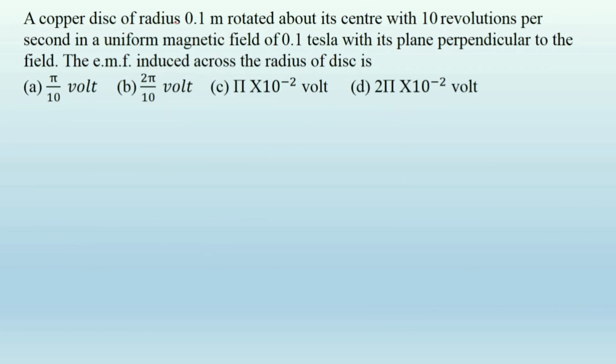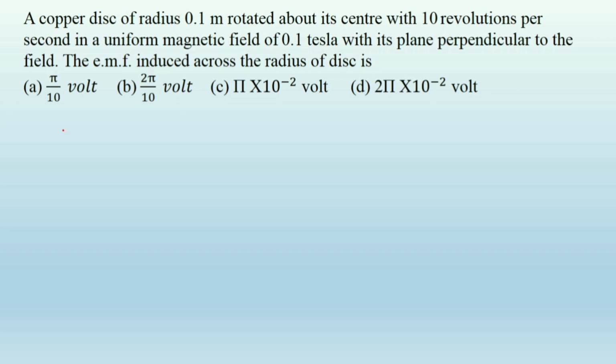A copper disc of radius 0.1 meter is rotated about its center with 10 revolutions per second in a uniform magnetic field of 0.1 Tesla with its plane perpendicular to the field. The EMF induced across the radius of the disc is.